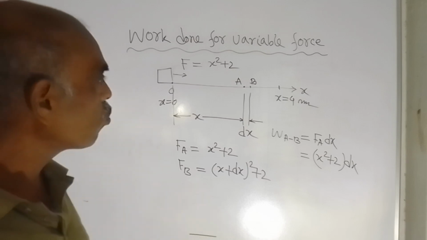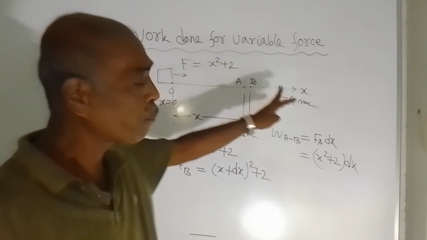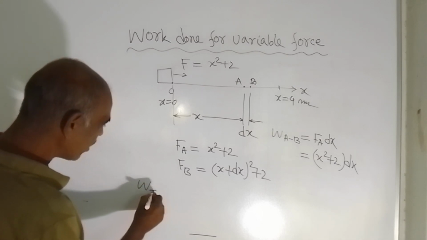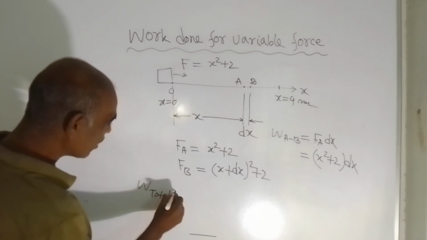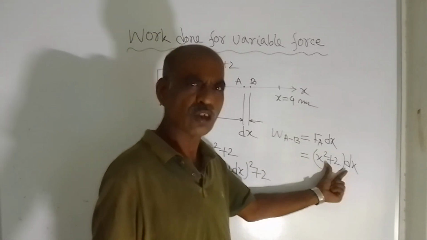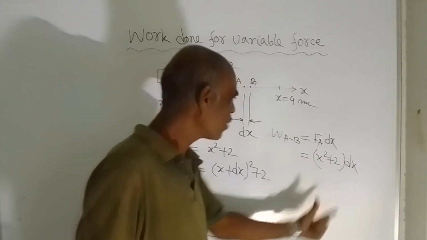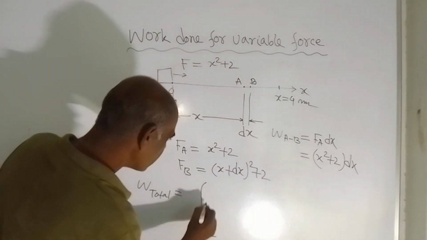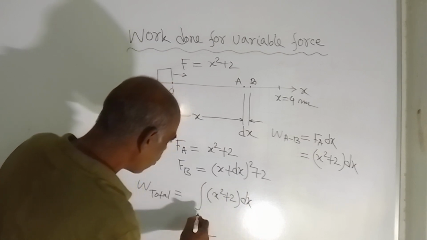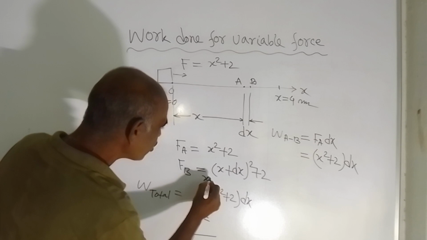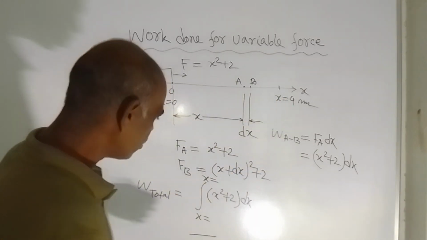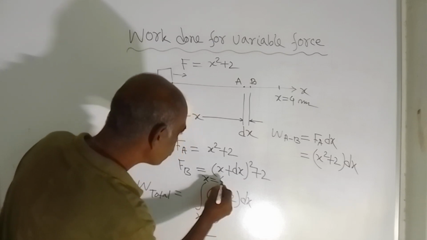Then what is the total work done from point 0 up to point 4? The total work done, W total, will be equal to the summation of this, that means integration of this expression: integral of (x square plus 2) dx. And what is the limit? x varies from 0 to 4.